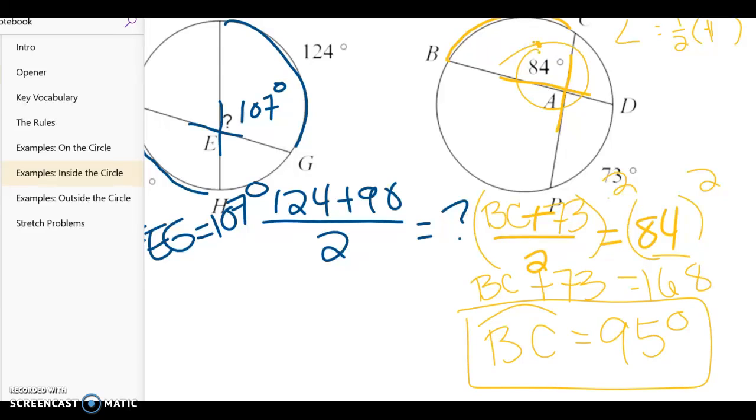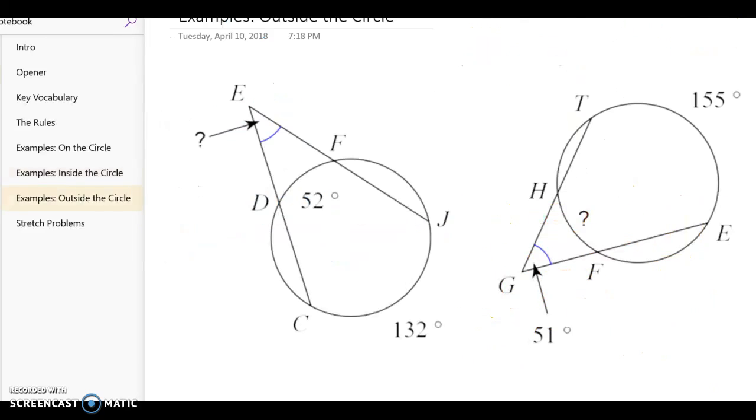95 degrees. I could put 95 back in. So if I take 95 plus 73 and divide that by 2, I will get 84 degrees, which is the angle. Okay, so inside creates this plus sign. I have to find the sum. So let's look at some examples of when the angle is on the outside.